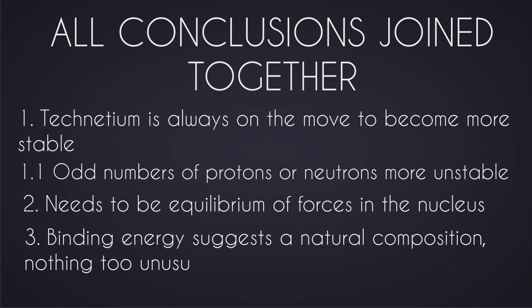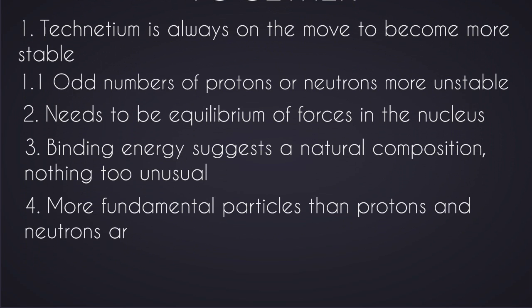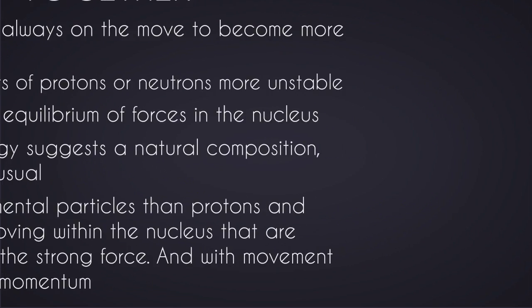Third, we now know the binding energy of technetium does not wander far from the path, suggesting something else outside of unnatural tendencies. And lastly, more fundamental particles than protons and neutrons move about within the nucleus, and with movement of mass comes momentum. So then why is technetium a naturally radioactive substance with no known stable isotopes, even though it has such little mass compared to the general trend of radioactivity?